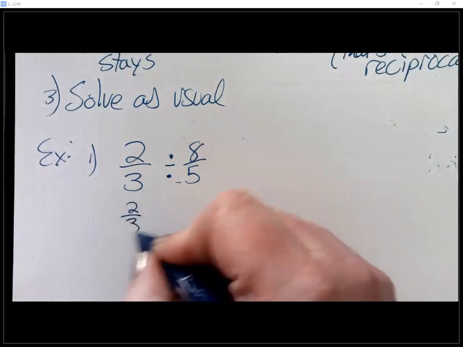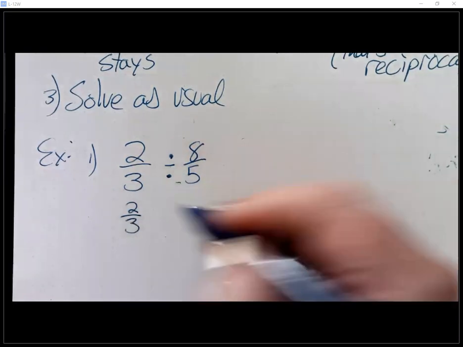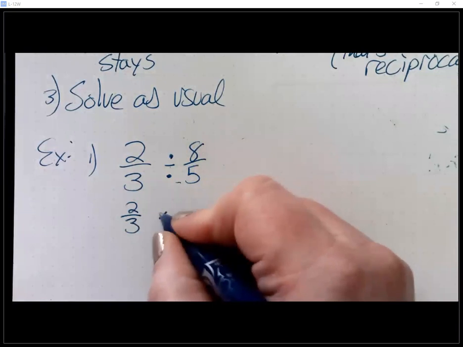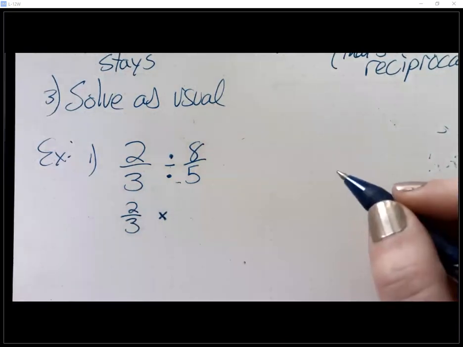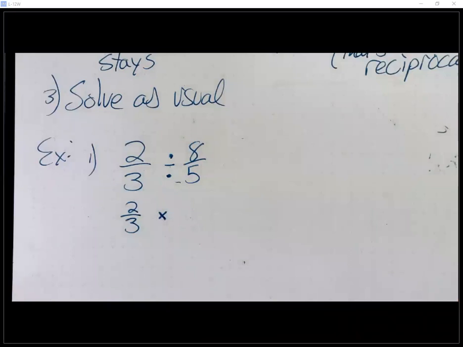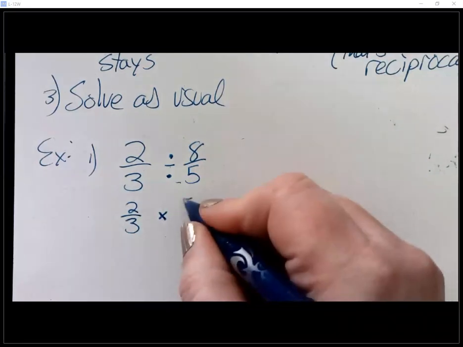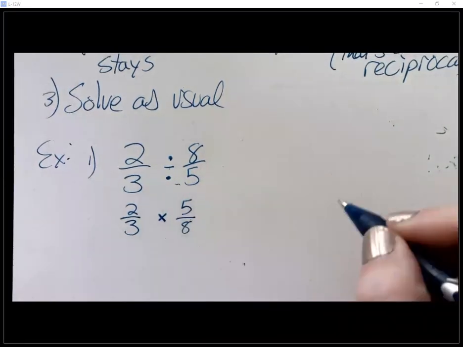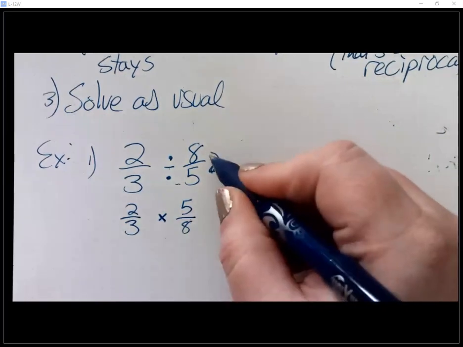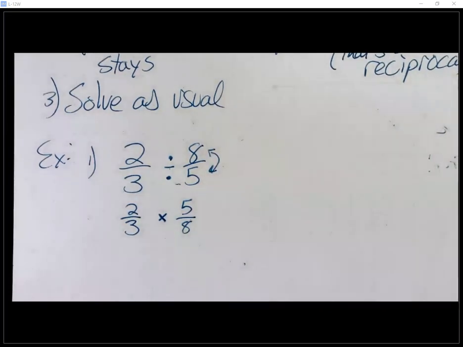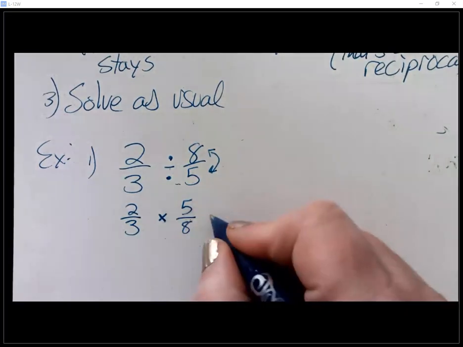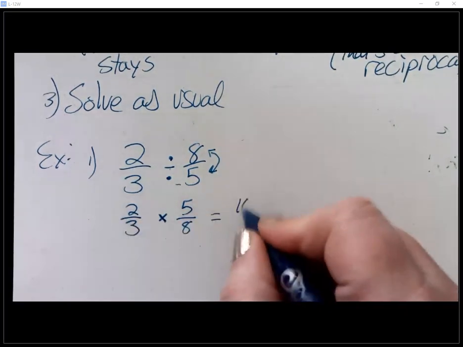I change the division into multiplication. And then I'm going to flip the second fraction over. So instead of having 8/5, now I have 5/8. See how that works? So that one literally got flipped over. And now I know how to do this. I know how to multiply. I just go straight across. So going straight across, I get 10. Straight across on the bottom, I get 24.